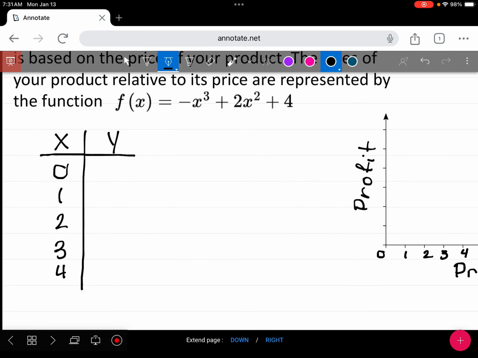So if we put in a 0 for X and substitute that in up here, what are we going to get? 4. 0 is probably one of the easiest ones to do because it's 0 plus 0 plus 4. How about for 1? 5. Mm-hmm. How about for 2? 4. Mm-hmm. Make sure you guys know how we're getting these values. If you don't know how we're getting it, check in.